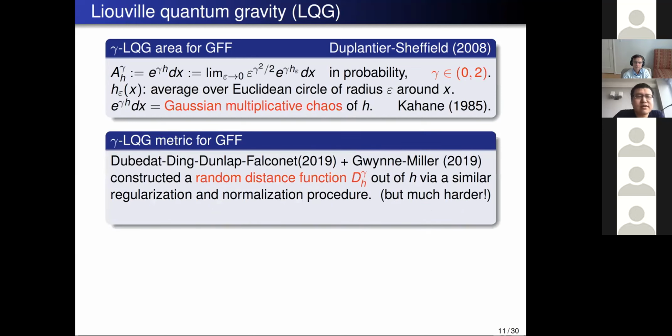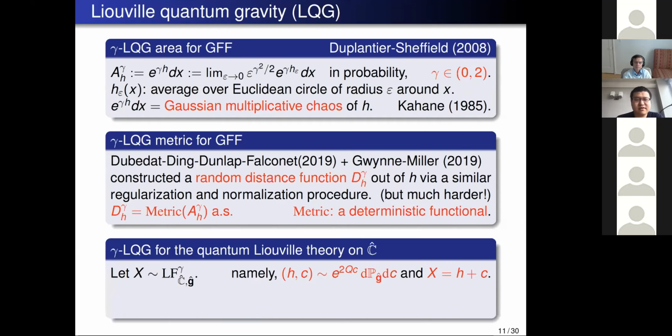So we can also define the random metric associated with the Gaussian free field. And this was achieved by these two groups of people last year. They were able to construct a random distance function out of the Gaussian free field by a similar regularization and normalization procedure. But this one is much more difficult than the random measure. And you can see the difficulty from the gap between these two works. Today I will not give any details about this random metric, but I will just say one fact, which is that this random metric is a deterministic function of the random area.